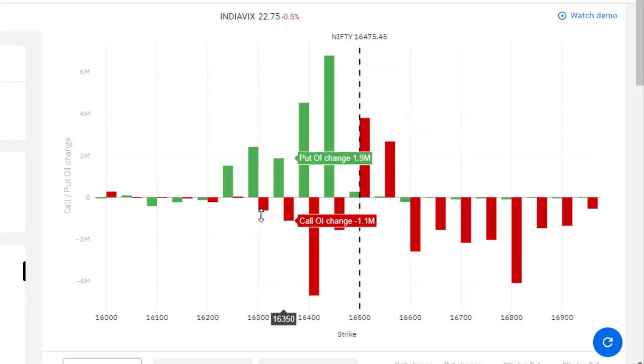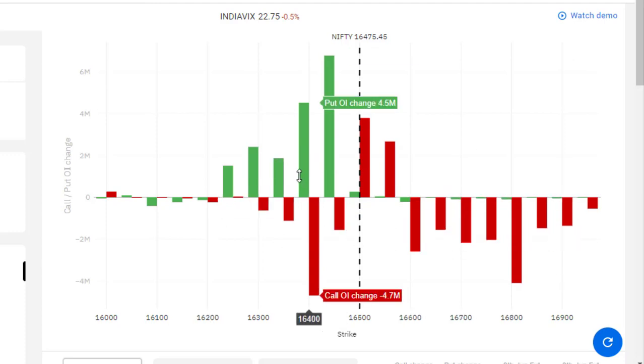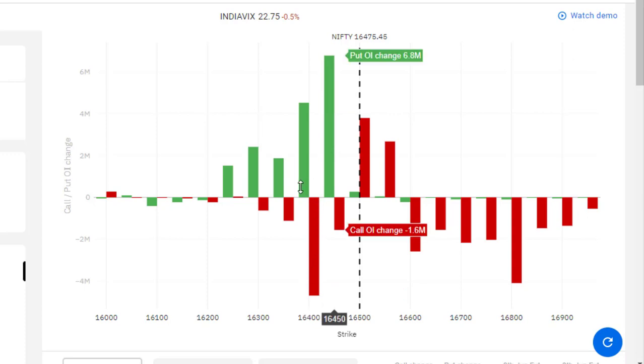Okay, and what about these bars at the bottom? So what these bars mean is that at 16,400, the calls that were shorted were bought back. So there was some kind of short covering in calls. The people who had expected that the price will not rise above 16,400 and shorted the calls were afraid that the price is going to go higher, and they covered their short and came out of the trade.